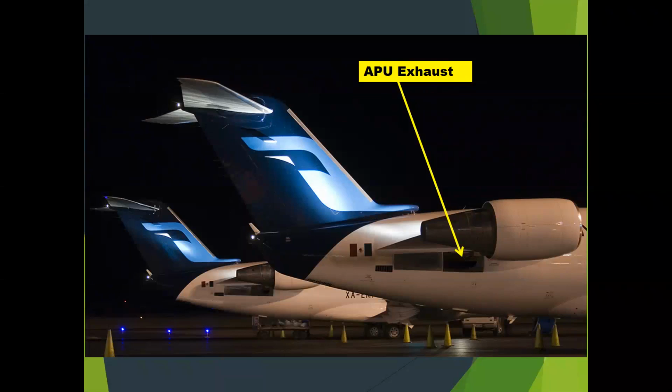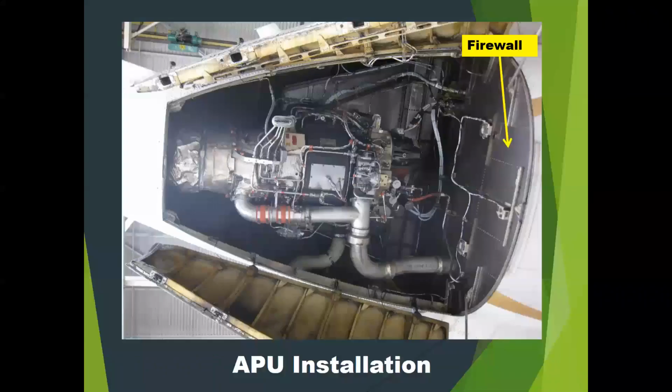Every kind of APU and every turbine engine mounted on the aircraft has to be isolated from the rest of the fuselage or the wings by some kind of a firewall. It creates something called a fire zone. So the area inside this tail cone right here, behind this firewall, is the fire zone.